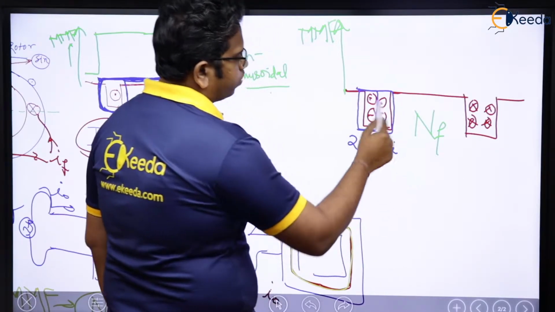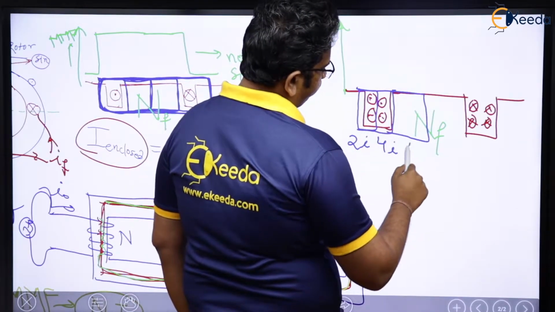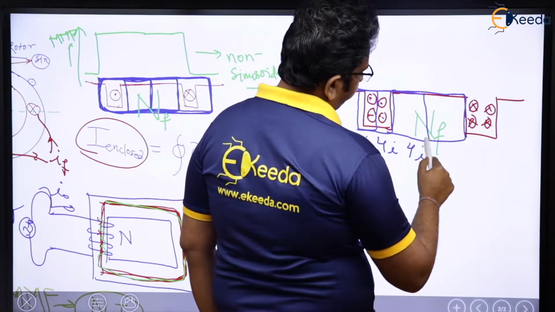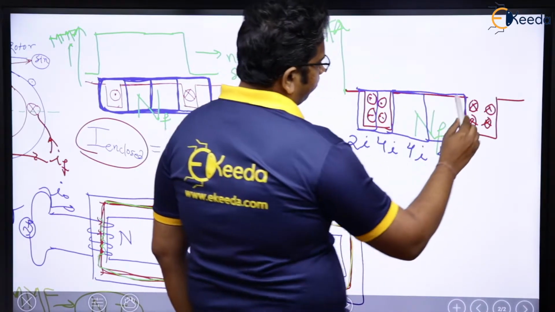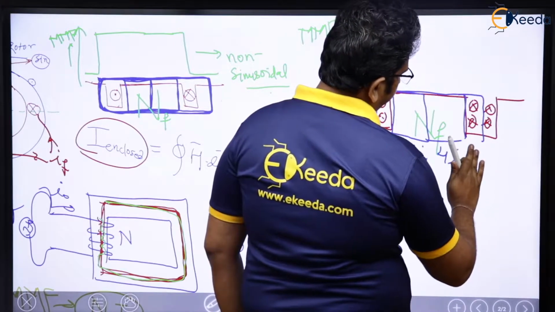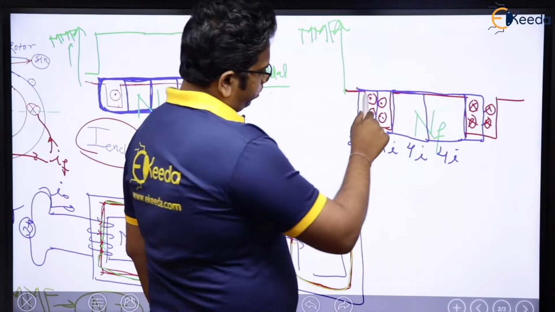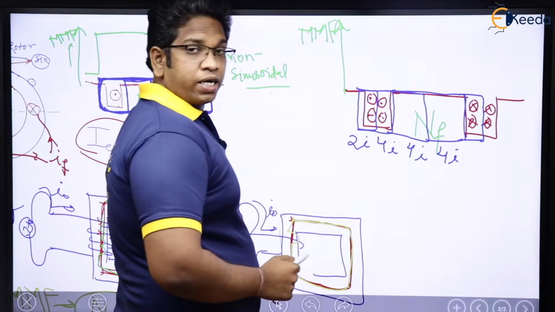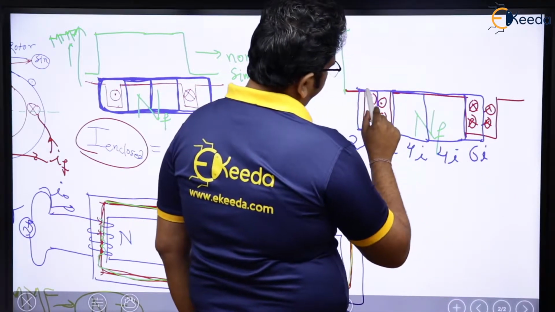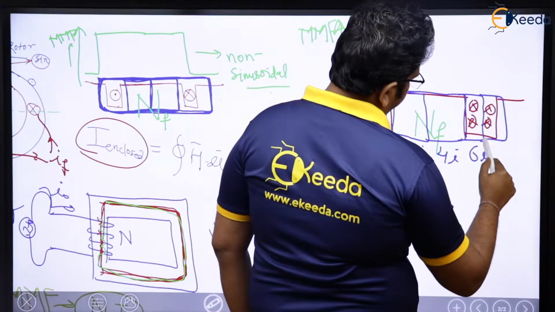4I. 1, 2, 3, 4. From here to here, if you think of, how much is it going to be? 4I. From here to here, if you think of, from here to here, how much is the current enclosed? 1, 2, 3, 4, 5, 6, 6I. And from here to here, if you think of, it is going to be what? 8I.